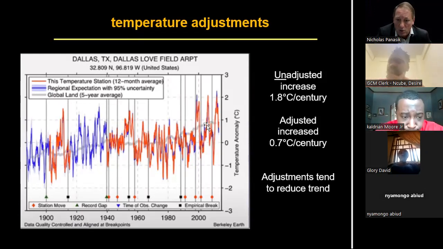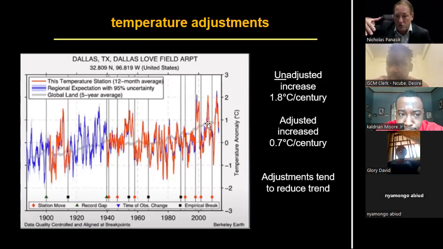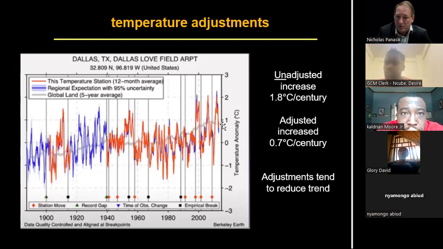Okay. And so one of the things you'll find with these temperature adjustments is they usually adjust things to be less dramatic. They'll usually tend to reduce the trend that you see. So the unadjusted data was indicating a 1.8 degree per century rise, whereas the adjusted data is only about a 0.7 degree century rise at this station. Okay. And so adjustments generally tend to reduce the trend.